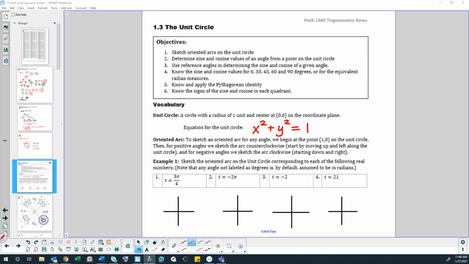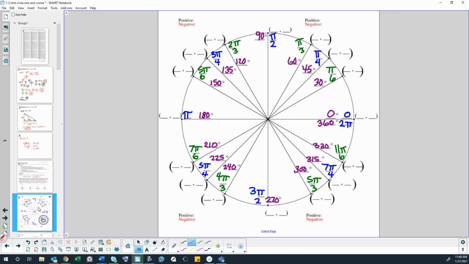Math 1060, Trigonometry 1.3, the unit circle. So in section 1.2, after section 1.1, when you started sketching angles, oriented angles in standard position on a graph, we started filling in this unit circle right here with all of the angles in degrees and radians. So we have other things to talk about on this circle, and that's what we're going to do today.